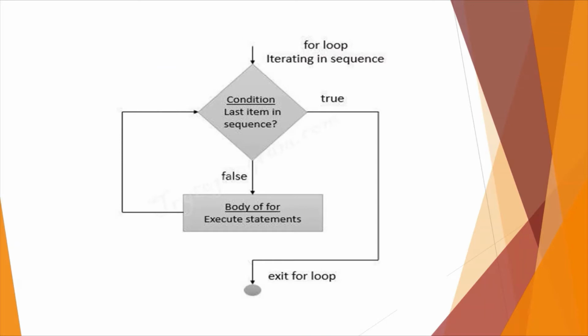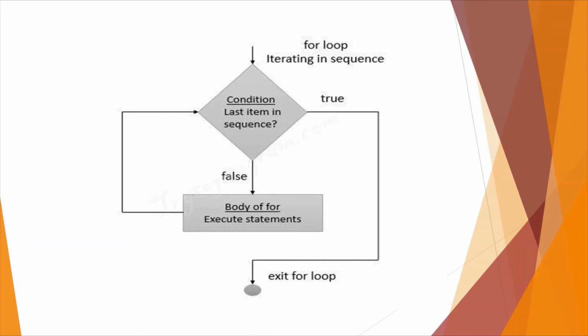So here is a block diagram for the for loop. It will check if it is the last item in the sequence. If it is not the last item in the sequence, it will run the body of the loop until the last item is reached. If it is the last item, then it will exit the loop.